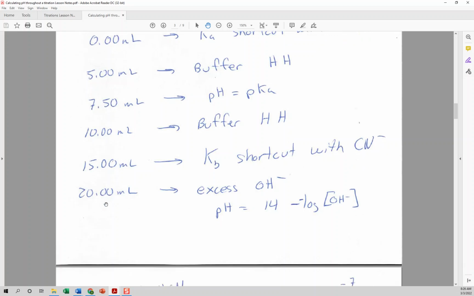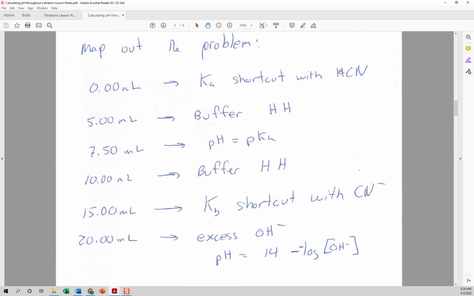And then at 20 milliliters added, we're beyond the equivalence point. So think about it: we've added hydroxide, but we don't have any HCN in the flask for it to react with. So the hydroxide remains in the flask. All you have to do is figure out the new molarity of hydroxide in the flask. Negative log of that is the pOH, and then 14 minus that is the pH, right?